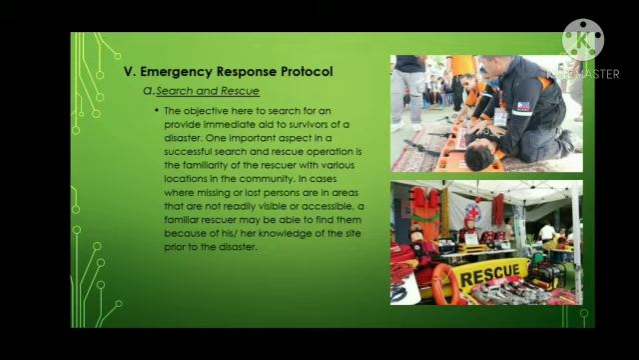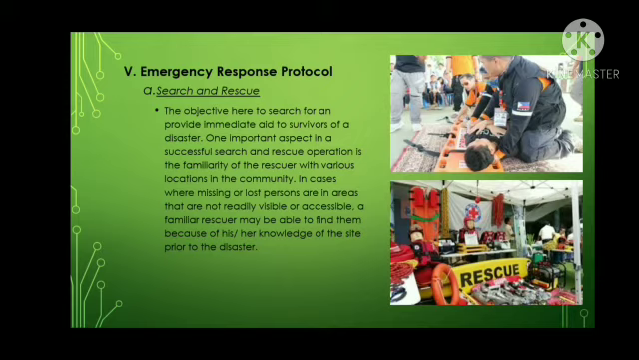Next, we have the emergency response protocol. Search and rescue. The objective here is to search for and provide immediate aid to survivors of a disaster. One important aspect in a successful search and rescue operation is the familiarity of the rescuer with various locations in the community. In cases where missing or lost persons are in areas that are not readily visible or accessible, a familiar rescuer may be able to find them because of his or her knowledge of the site prior to the disaster.